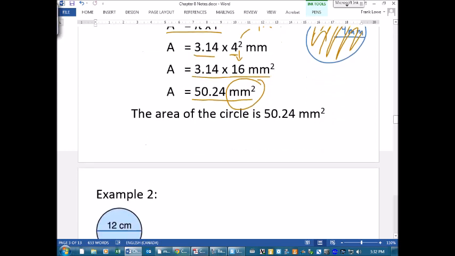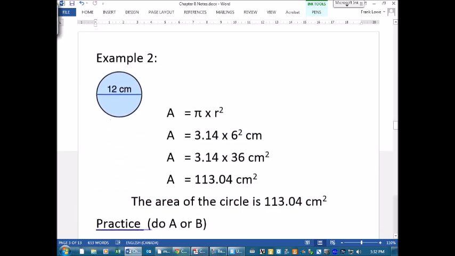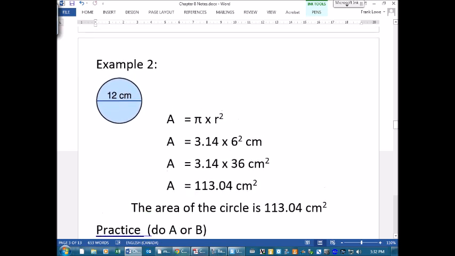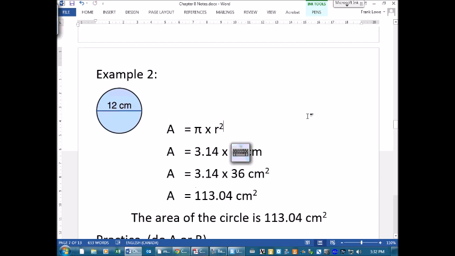Okay, is there another example here? Good. Example 2. So here's our circle. Has a, what is this? Distance all the way across the circle. What is that? That is diameter. Okay, so this is diameter.